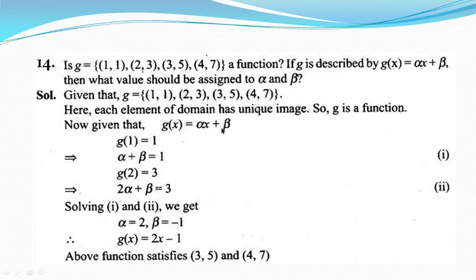Now g(x) equal to alpha x plus beta. Now g(1) is equal to 1. If input is 1, output is also 1, and g(x) is equal to alpha x plus beta. So let's replace x by 1: alpha plus beta equal to 1. Now let's take g(2). g(2) is equal to 3. Let's replace x with 2. So 2 alpha plus beta is equal to 3. Now solving the first and second equations, we can get the values of alpha and beta. So the above function satisfies 3, 5 and 4, 7. You can check this thing also.